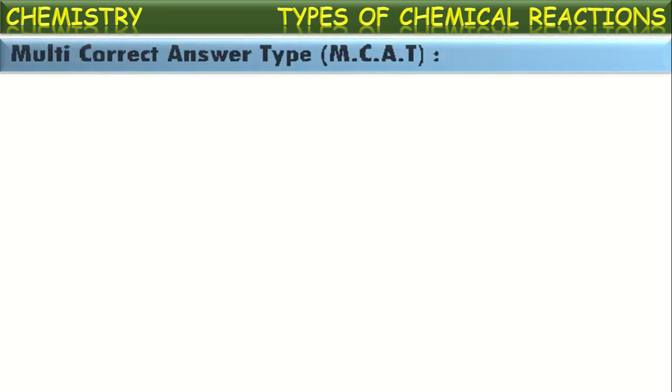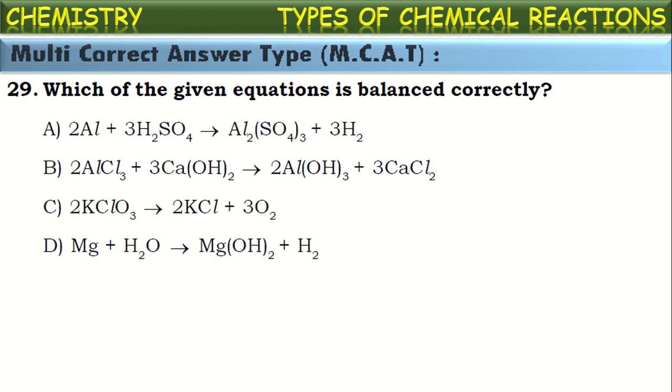Let us go through the multi-correct answer type questions first. See the first one among those. Which of the given equations is balanced correctly? We know what is meant by a balanced equation. The chemical equation in which the number of atoms of all the elements are equal on both sides of the equation is called a balanced chemical equation, which is also called a stoichiometric equation.